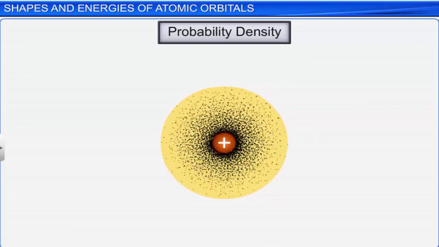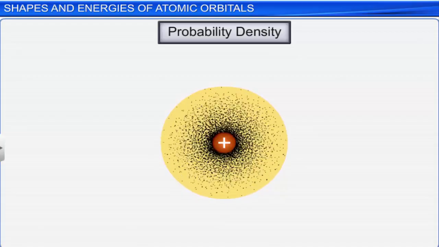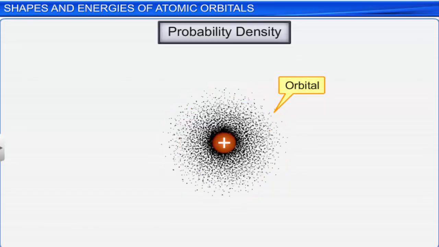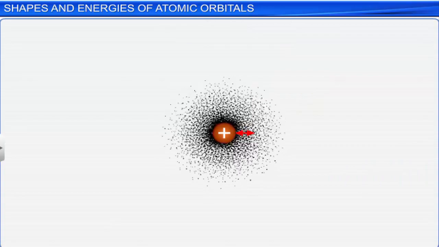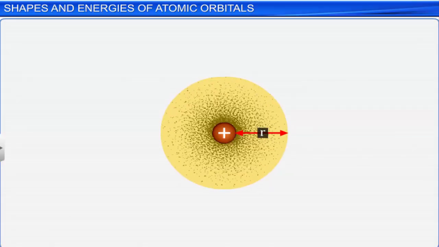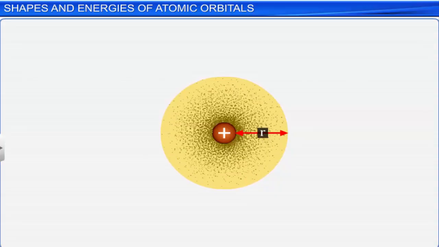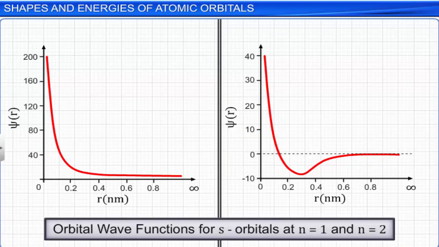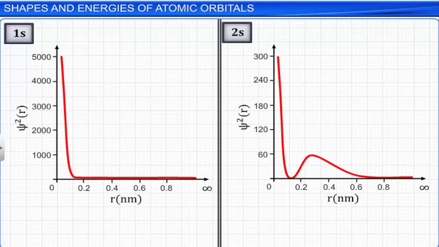This three-dimensional space around the nucleus, where the probability of finding the electron is maximum, is called an orbital. The probability of finding an electron is a function of distance r from the nucleus. The probability of finding an electron at a distance from the nucleus is called radial probability distribution. Let us look at the plots corresponding to the orbital wave function psi as a function of distance of an electron from the nucleus, that is, r, for the 1s and 2s orbitals. Similarly, look at the curves of probability density psi square as a function of radius for these orbitals.